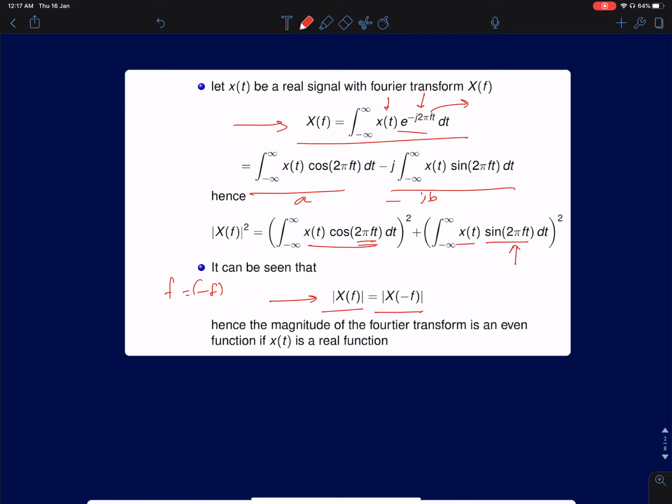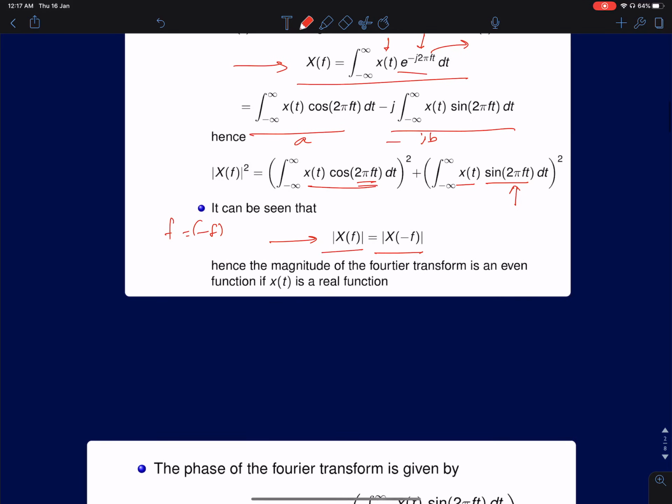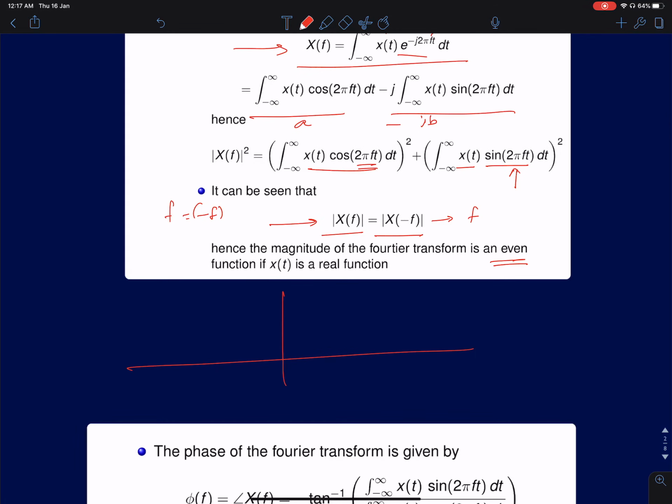So the magnitude of the Fourier transform is an even function in frequency. For a real signal, the magnitude will be a real, even function of f. What this means is that if you take the magnitude of the Fourier transform, the positive frequencies are just a mirror image of the negative frequencies.